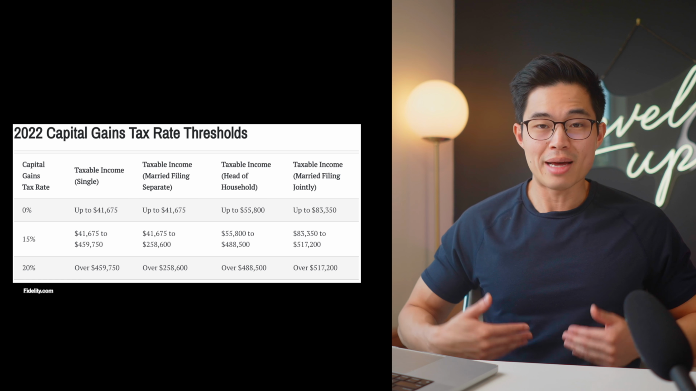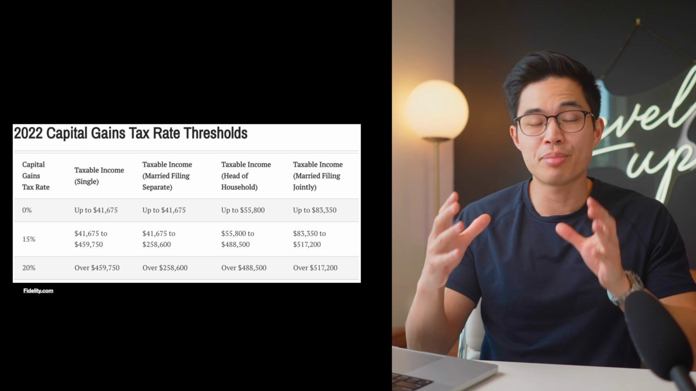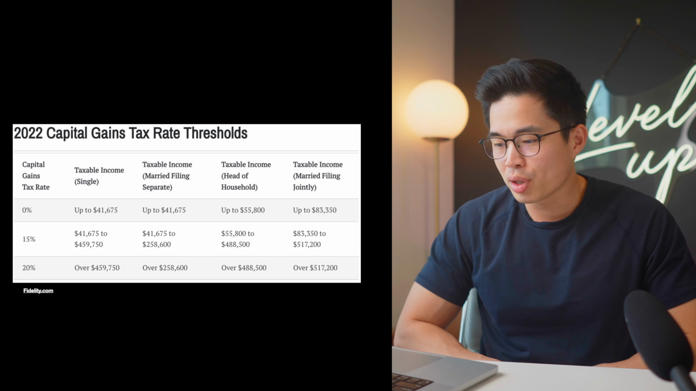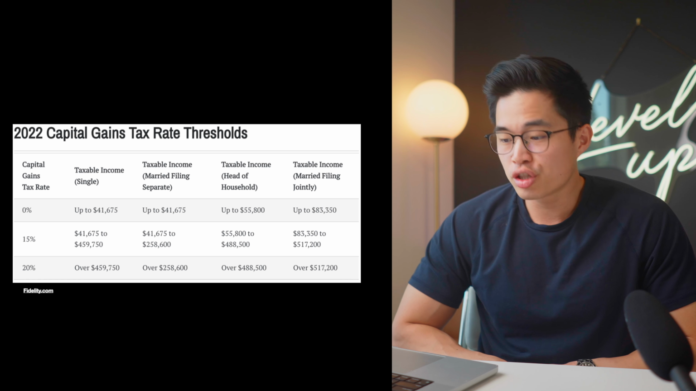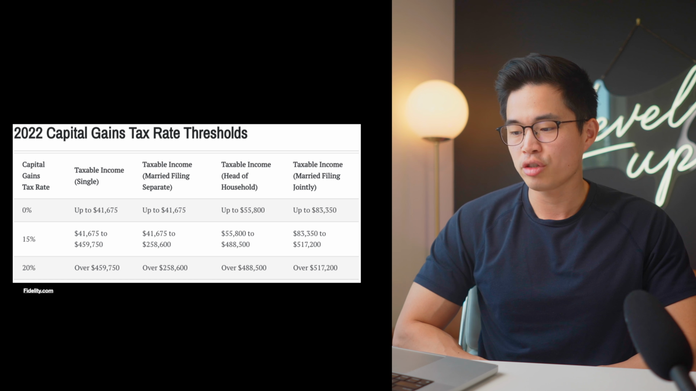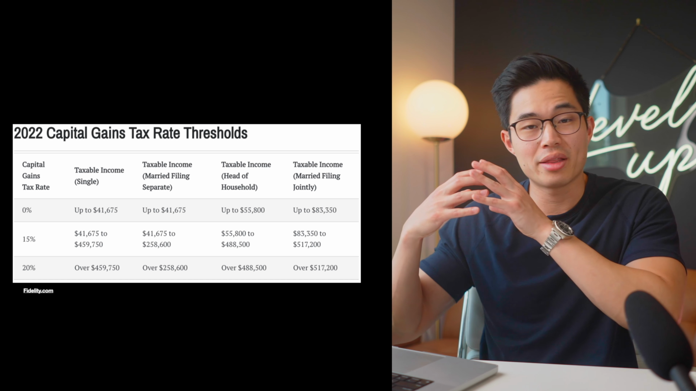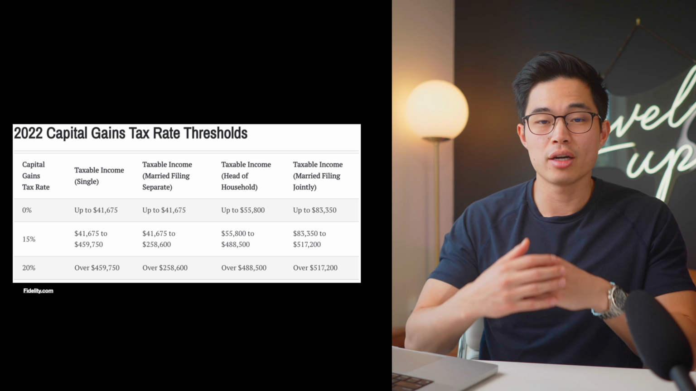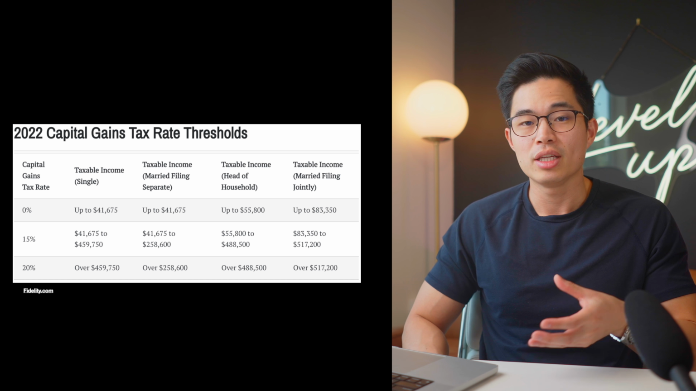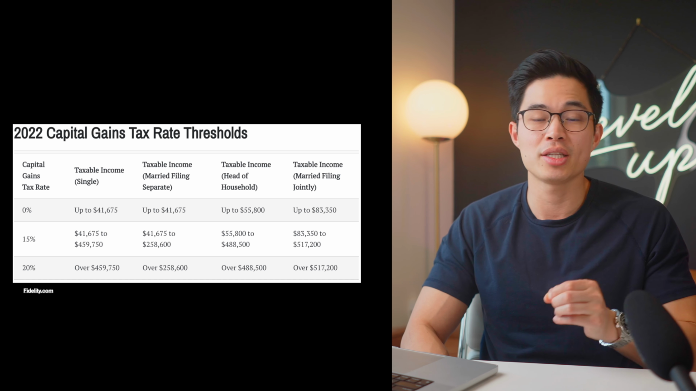Now, my guess is that most of you are going to be in the 15% bracket, meaning you make between $41,675 to $459,750. If your taxable income is between there and you buy and sell a stock for a $5,000 profit, you'll be hit with that 15% capital gains.